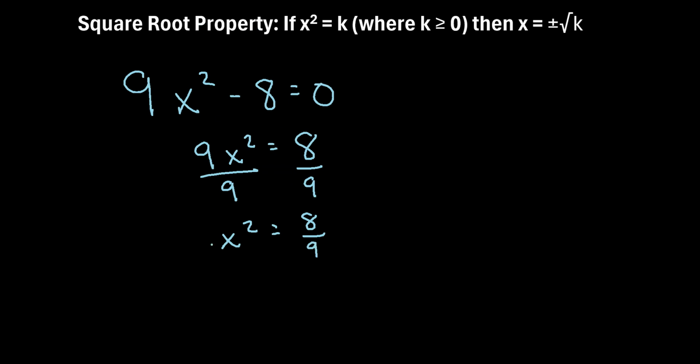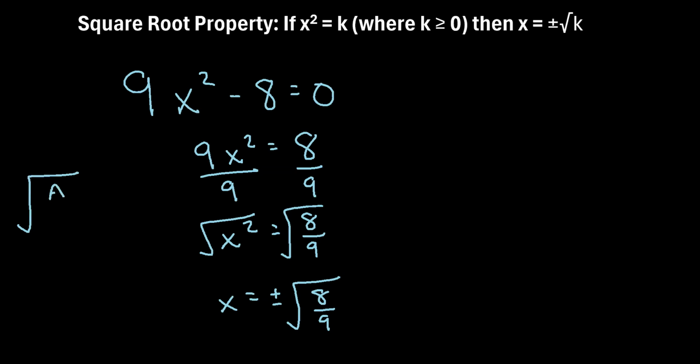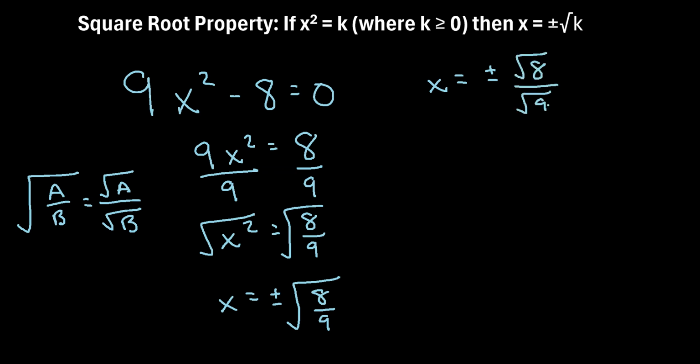Now again, we can apply the square root property where we take the square root of each side and we're left with x equal to plus or minus the square root of 8 over 9. Now when we have the square root of a fraction like this, so when we have the square root of some number a over some number b, we can simplify this by writing it as the square root of a over the square root of b. So for this example, we can write it as x is equal to plus or minus the square root of 8 over the square root of 9. Now the square root of 9 is 3, so really we can write this as x is equal to plus or minus the square root of 8 over 3.